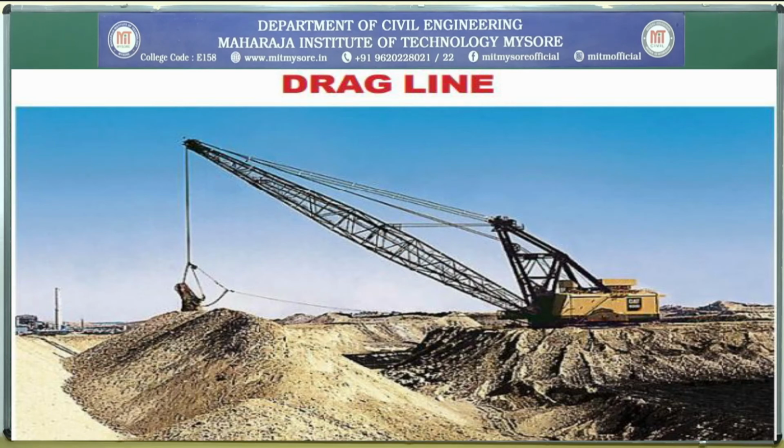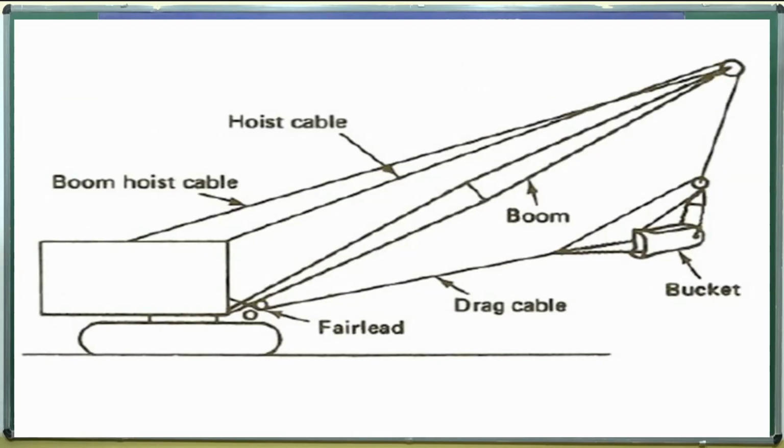Okay. Also, drag lines are useful for digging below their track level and handling softer materials. Harder materials or hard soil, it is not going to come into the picture. It doesn't work properly in hard soil. Only for soft soil it is suitable. And basic parts of drag line, now observe in the picture. Basic parts are boom, drag cable, drag chain, hoist cable, hoist chain, and finally the bucket.